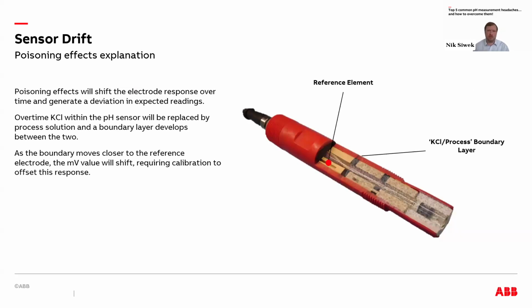At day 1 or week 1, you might see a 7 pH. At week 3, you might see 7.1, and then it increases to 7.2, 7.3. Some of that drift can be attributed to this boundary layer migrating closer and closer to the reference electrode. So it is very important to do a calibration periodically to offset those changes in the sensor. That's just the nature of the beast when it comes to pH measurement.